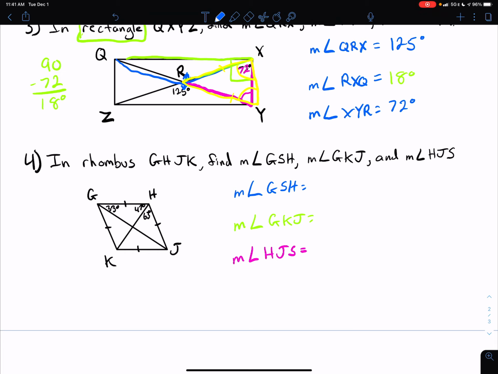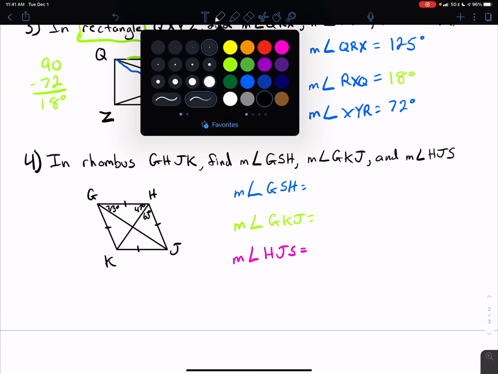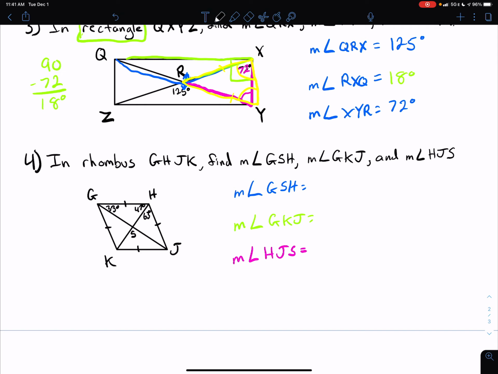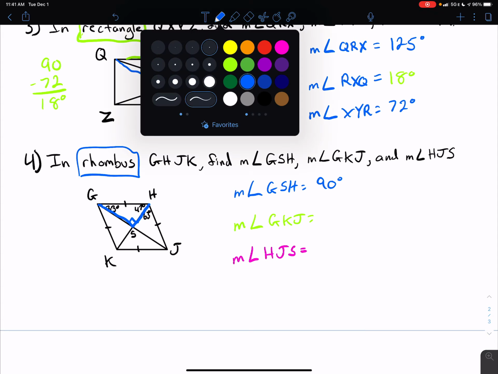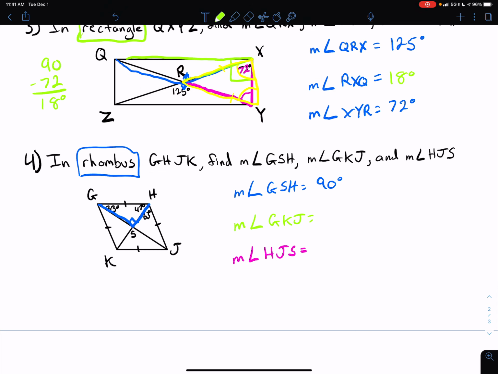S is the middle. By the way, I didn't write that in there. Sorry. S is this point in the middle. That's important. So GSH. This is a rhombus, so this one's really simple. It's 90 degrees because they're all angle bisectors. So all of these are 90 degrees in here. That one's an easy one. No real math involved.